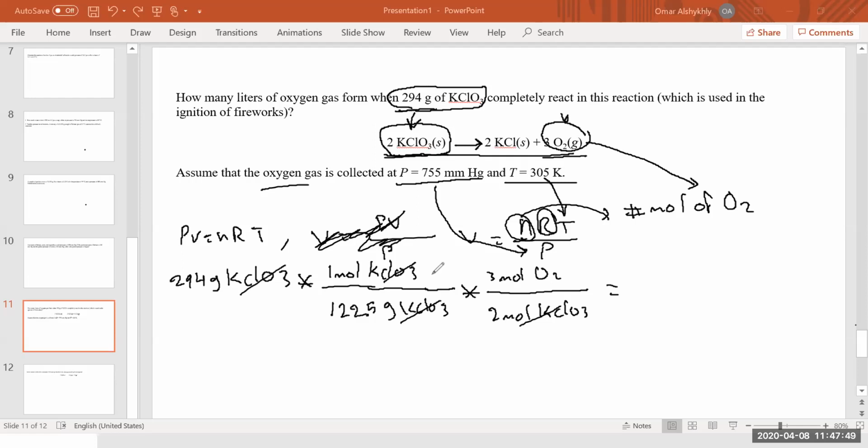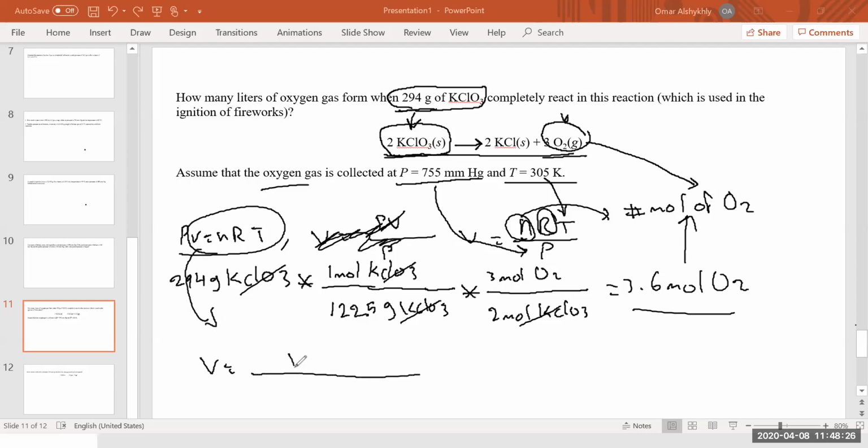Now let's do the math. 294 times 3, divided by 122.5, divided by 2, we will get 3.6. We will get here 3.6 mole O2. Now I have the moles of O2. I can use this equation to calculate the volume. So the volume will equal nRT divided by the pressure.